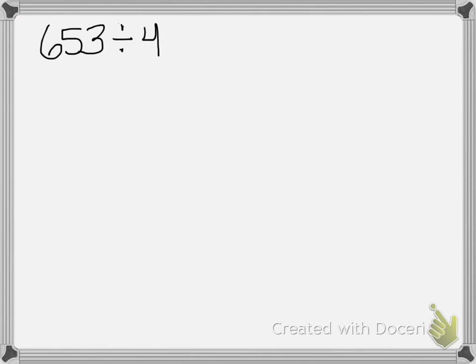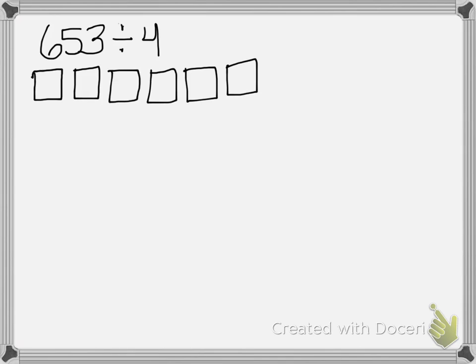So I'm going to draw out 653 in base 10 blocks using the symbols for them. 100 is a flat, and we show that with a box. I need 6 of those because I have 600. I need 5 of the rods, and that represents 50. That's 10, 20, 30, 40, 50. And then I need 3 ones, and we show those with little x's.